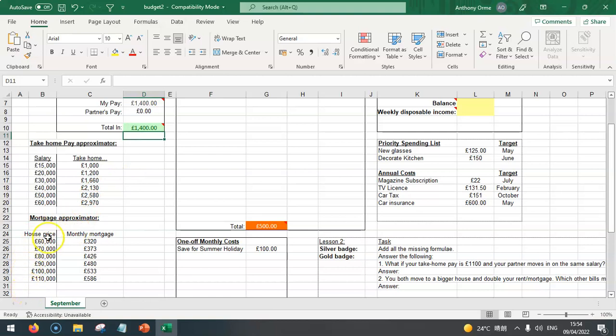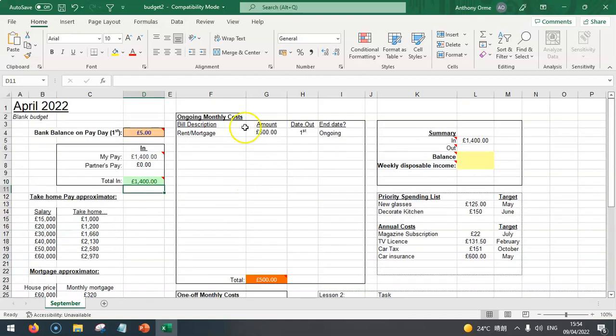And again, house prices, mortgage down here as well. So house price, if you've got a £60,000 house, you're probably going to pay a mortgage, a loan back, of 320. Over here, these are outgoings, monthly costs. So I've got rent of 500.